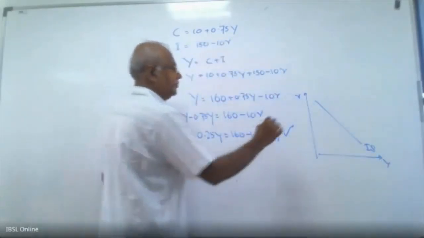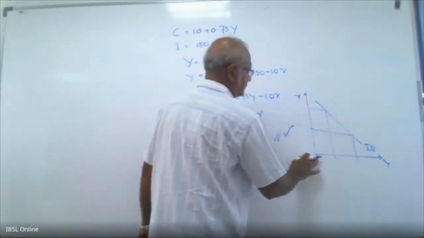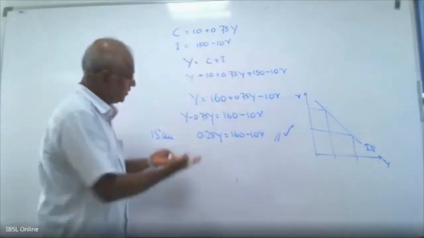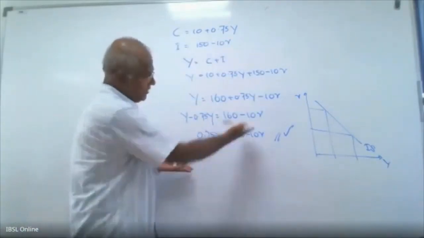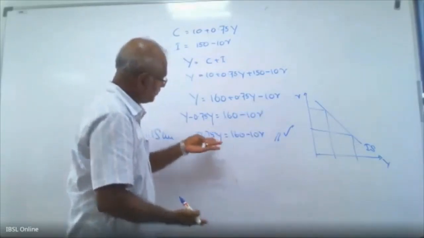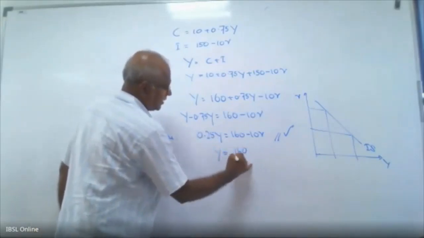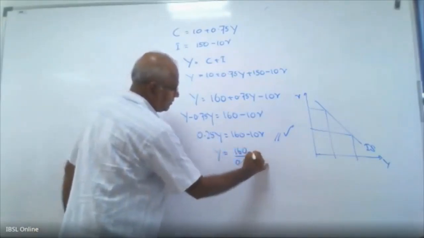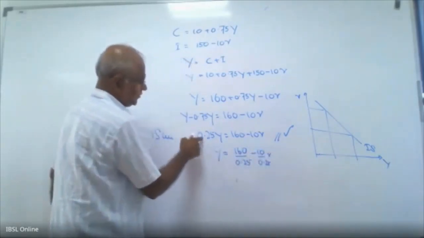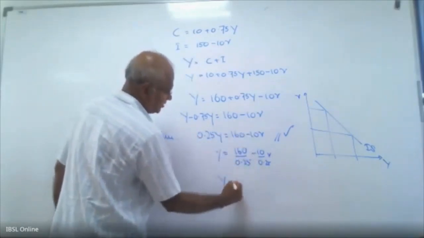Negative relationship: the lower the interest rate, the higher the income. There are various versions. This is perfectly correct, and you get full marks in the examination. If you divide both sides by 0.25, you get Y equals 160 divided by 0.25 minus 10 divided by 0.25 R.